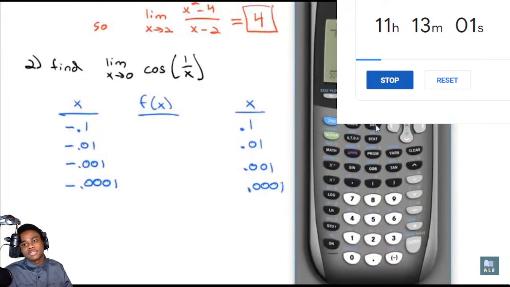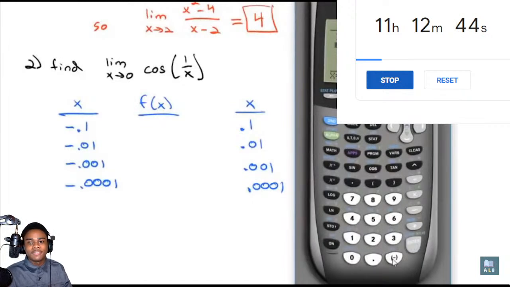When we go to our table, hit second table. Delete out the old values. For the first column, we've got negative 0.1, negative 0.01, then negative 0.001.